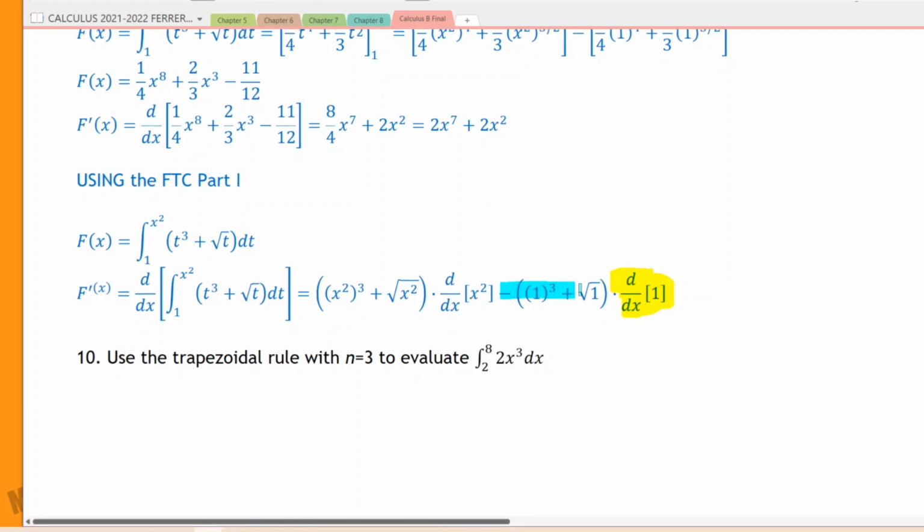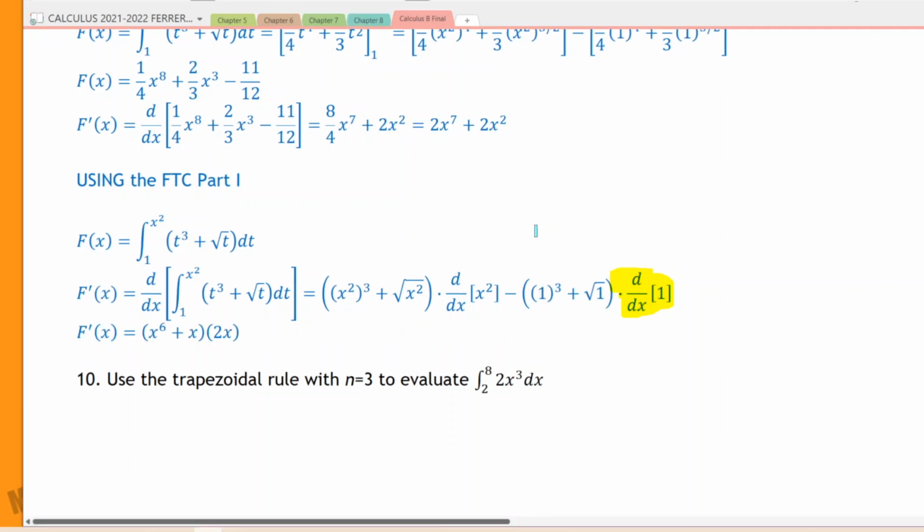All of this right here is a waste of time, but I just wanted to show you why that's a waste of time. So now that we know that this is going to be 0 on this second part of the equation, we can concentrate on the first part of the equation. We get that x squared to the 3rd power is x to the 6th. The square root of x squared is just x. And then the derivative of x squared is just 2x over here. And when we simplify this, we get 2x to the 7th power plus x squared.